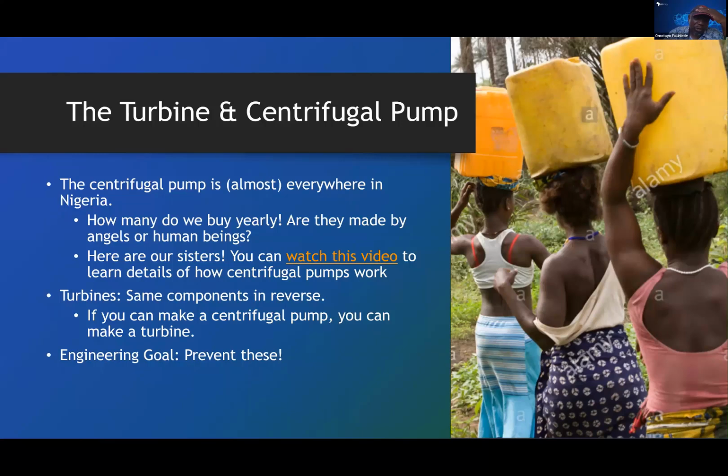The turbine has the same components as the centrifugal pump. It has a volute, it has an impeller, it has pipes, and they are all doing things in reverse. The one that will be the inlet for the centrifugal pump is the outlet for the turbine. So whereas you put power in the centrifugal pump so that it can pump water, in the case of the turbine, you put flowing water in so that it can generate energy. So it's like a generator.